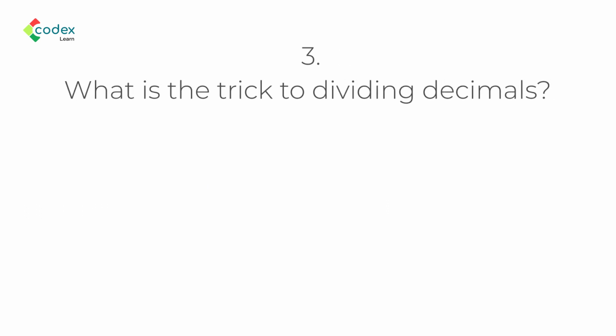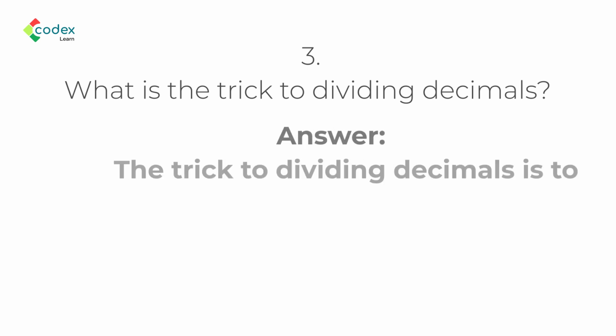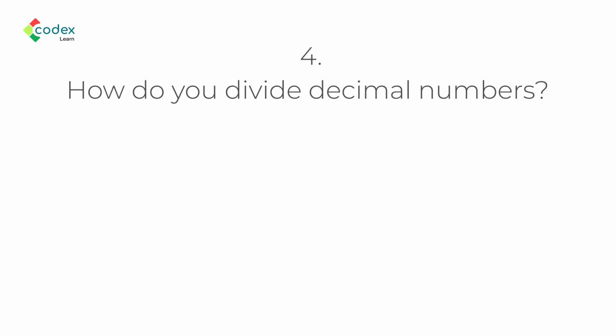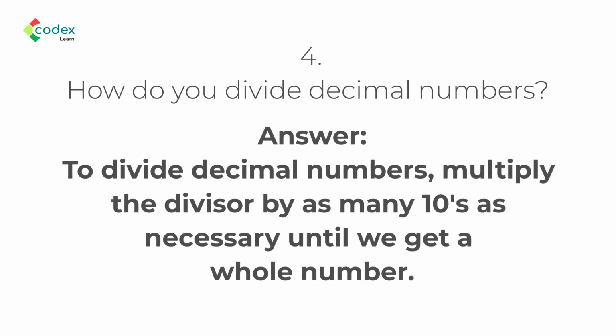Question 3. What is the trick to dividing decimals? That's brilliant! The trick to dividing decimals is to get rid of the decimal point from the number we are dividing by. Question 4. How do you divide decimal numbers? That's brilliant! To divide decimal numbers, multiply the divisor by as many tens as necessary until we get a whole number.